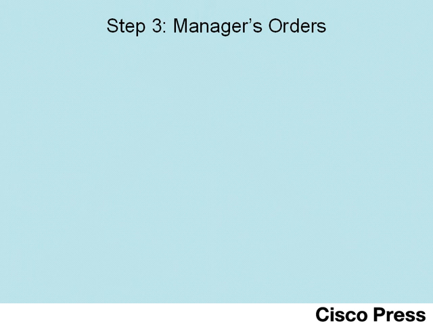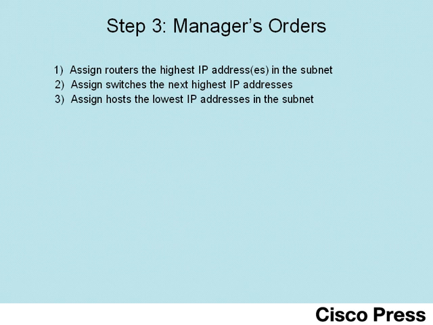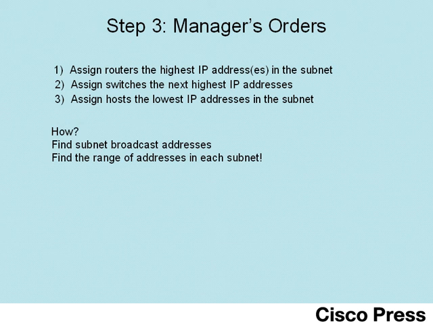The network manager has made some more rules about what you should do with the subnet numbers now that you've chosen them. In particular, the manager says that you should assign the routers the highest IP addresses in their respective subnets, then assign the switches the next highest IP addresses, but then when assigning IP addresses for hosts, to use the lowest IP addresses in each subnet. Now, in order to pick those addresses, you need to find the range of addresses within a subnet, but to do that it's very helpful to first find each subnet's broadcast address. So that's what we'll do here at step 3.